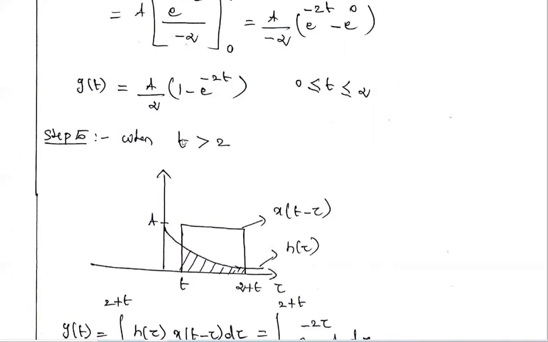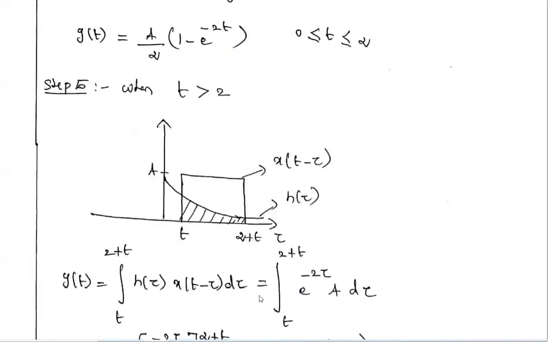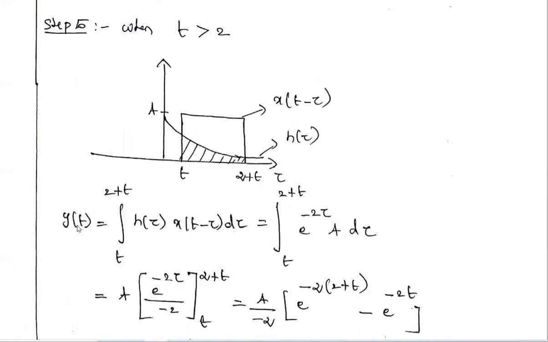Whenever the time t is greater than 2, the entire rectangular pulse, that is x of t minus tau, is overlapped with this h of tau. So at the time the overlapping limit is t to 2 plus t. Okay, so now we have to find out the y of t. So y of t equal to, now what about the integration limit? T to 2 plus t, h of tau x of t minus tau d tau.